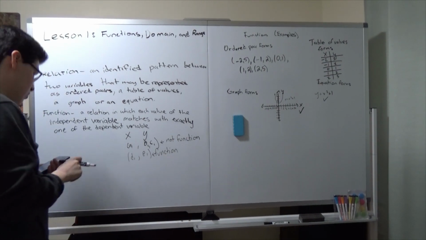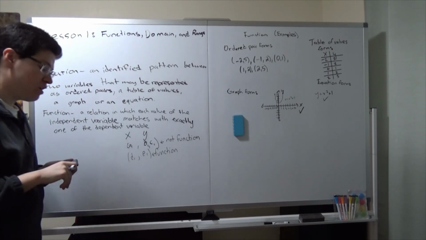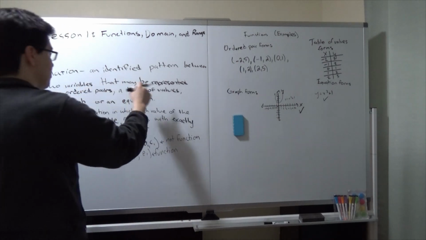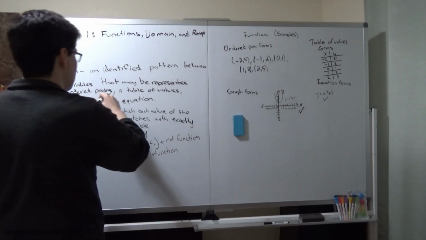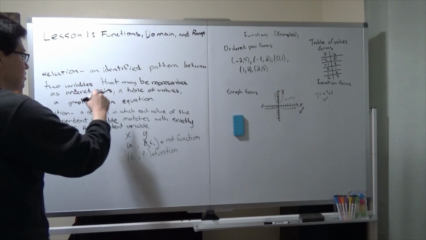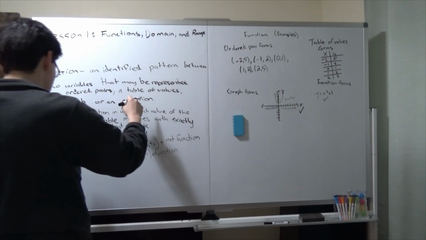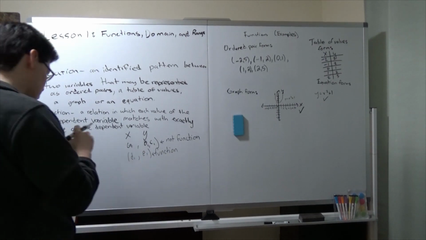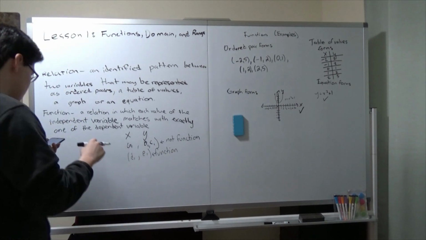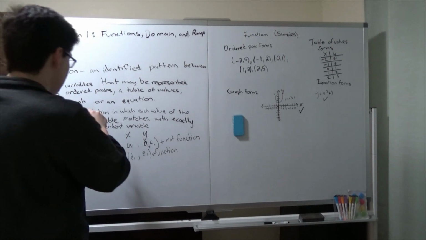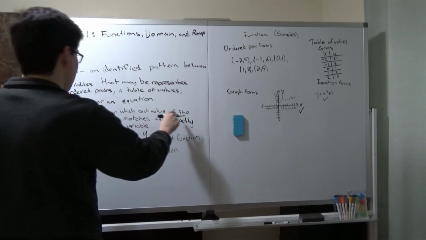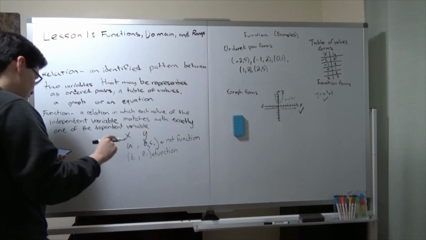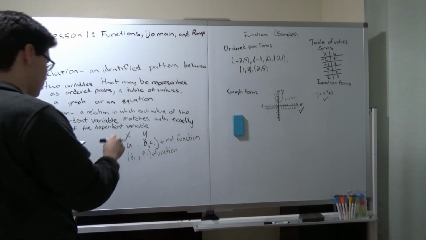We start off with the difference between a relation and a function. A relation is an identified pattern between two variables that may be represented by ordered pairs, a table of values, or a graph or an equation. A function is any relation in which each value of the independent variable matches with exactly one value of the dependent variable.